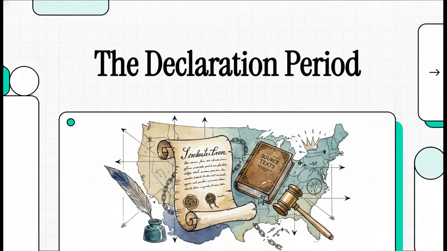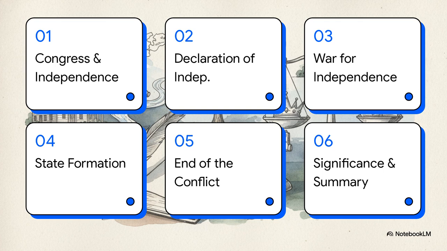And I gotta tell you, these texts present some highly specific frameworks that might just completely flip what you thought you knew about American history on its head. So let's get into it. Here's the roadmap for where we're headed. We'll start with Congress and the initial push for independence, look closely at the Declaration itself, touch on the War for Independence, and then dive into state formation and early self-governance. After that, we'll wrap up with the end of the conflict and, ultimately, what all of this signifies.